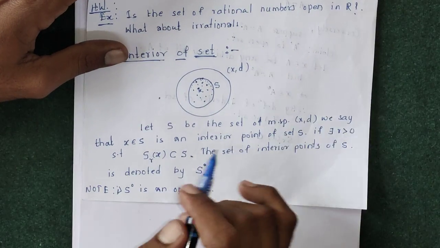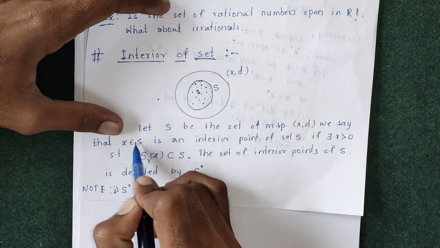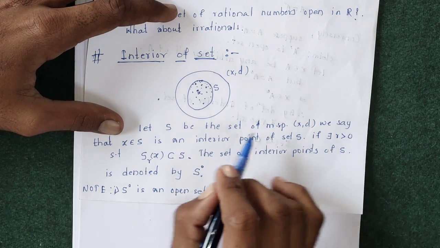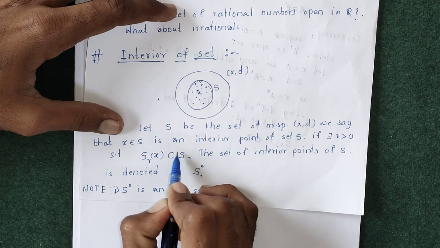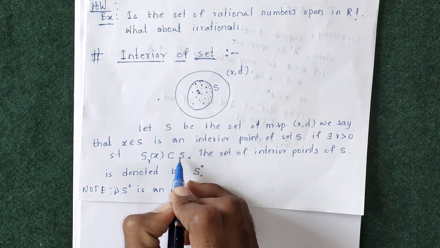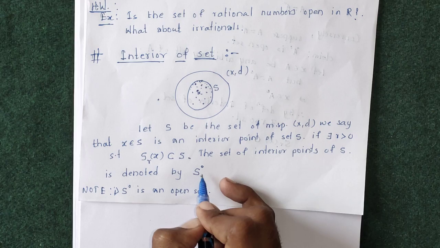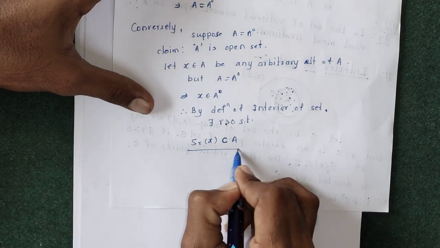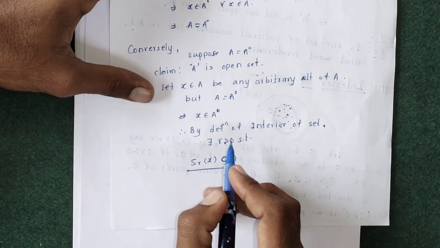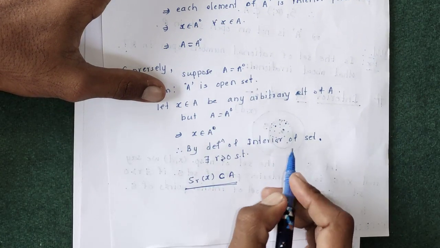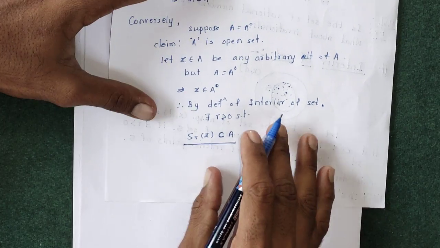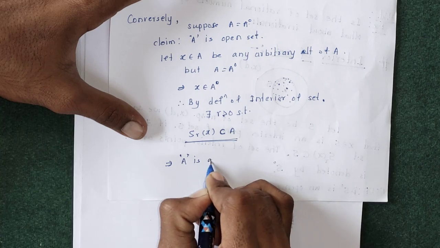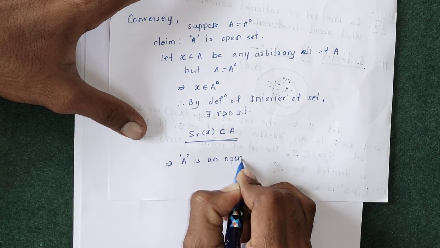This is the definition of interior of a set. We say that X belongs to S is an interior point of S if there exists some radius r greater than 0 such that S_r(X) lies inside S. If this open sphere lies inside S, then we say that X belongs to S interior. So using this, S_r(X) lies inside A, that is, X belongs to A and there exists some radius greater than 0 such that S_r(X) lies inside A, which implies that A is an open set.